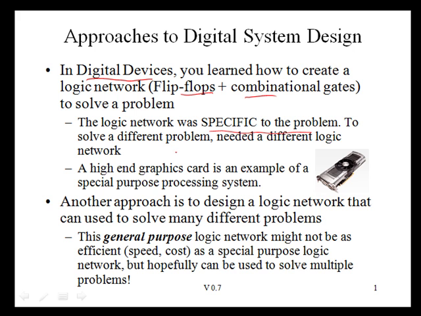There are many examples of this approach in the real world. For example, some of you may have in your PC a high-end graphics card whose only job is to produce high-quality graphics at a very fast rate. Another approach to solving problems using a digital approach is to design a logic network that can be used to solve many different problems. This would be a general purpose logic network. It may not be as efficient in terms of either speed or cost as a special purpose logic network, but hopefully it'd be flexible enough that it can be used to solve multiple problems.